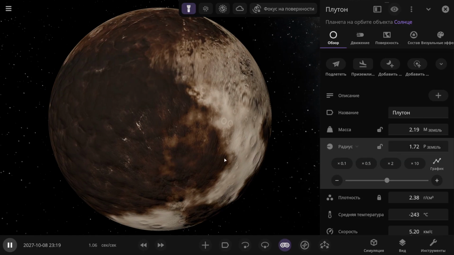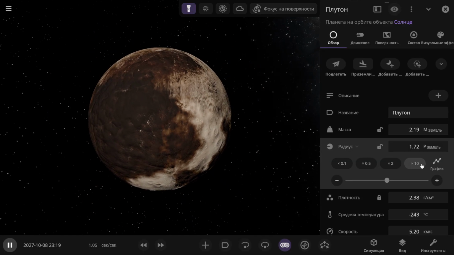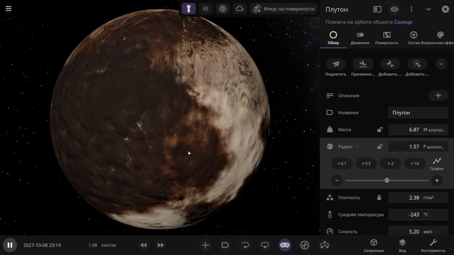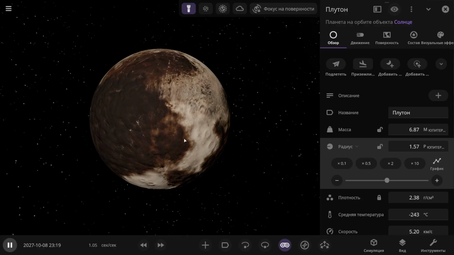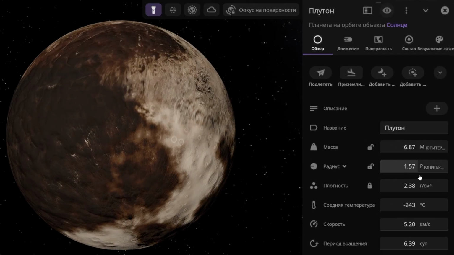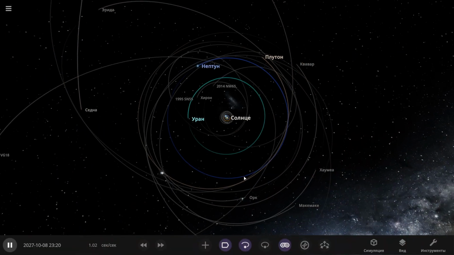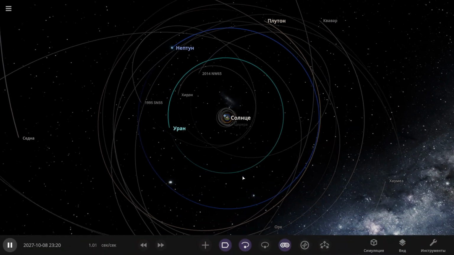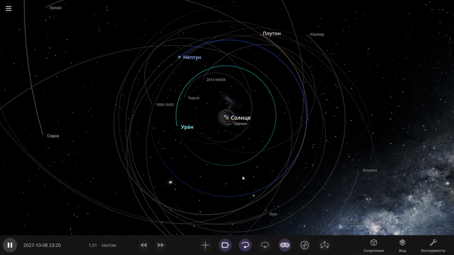Basically, nothing supernatural happened to it. But if you increase its radius by 100 times, it still ends up being Pluto as Pluto. Nothing really changes. As a result, its radius turned out to be 1.57 times the radius of Jupiter, and its mass is 6.87 times that of Jupiter. Incredible. Now let's see what happens to the structure of the solar system when all these objects become so gigantic.